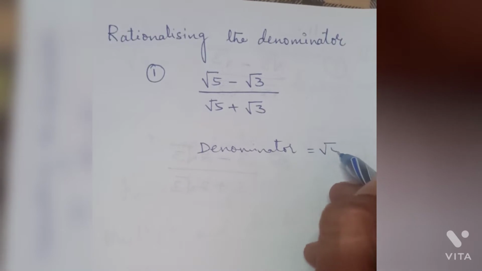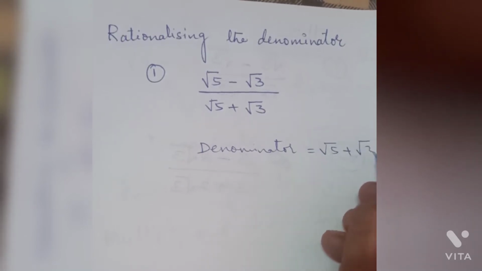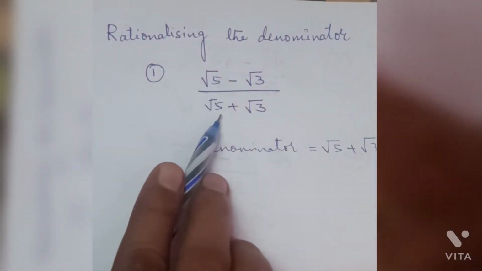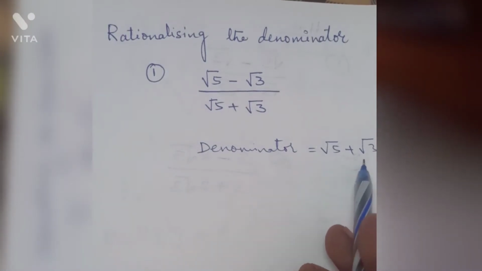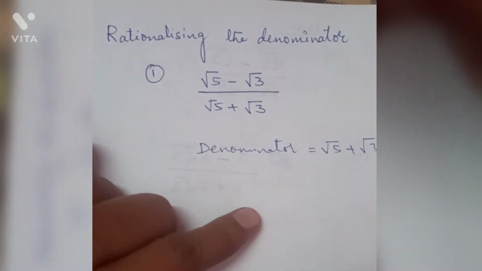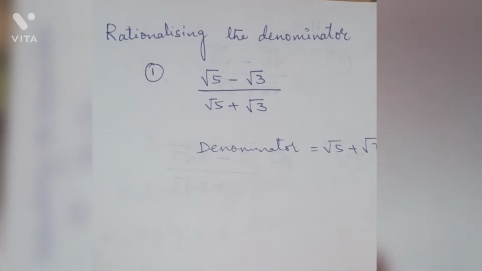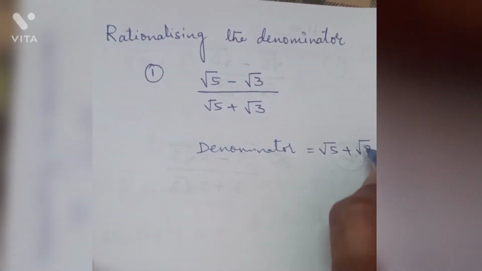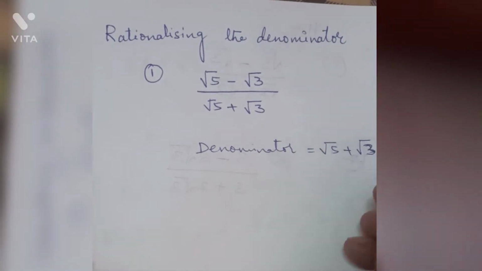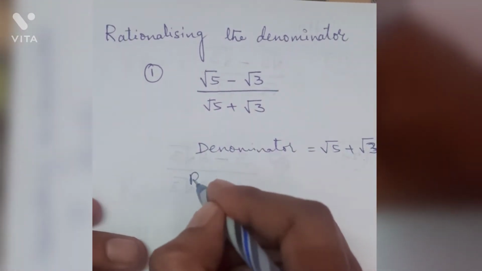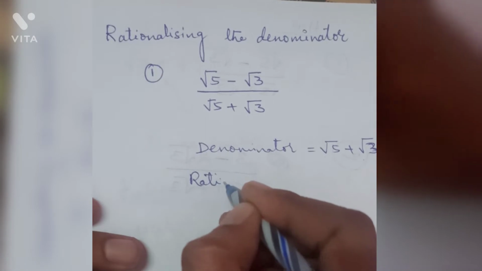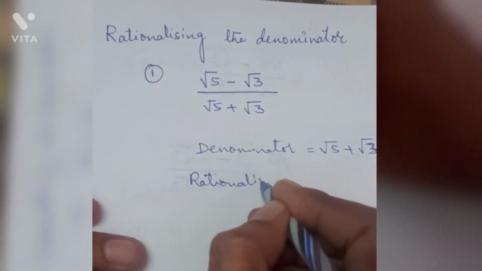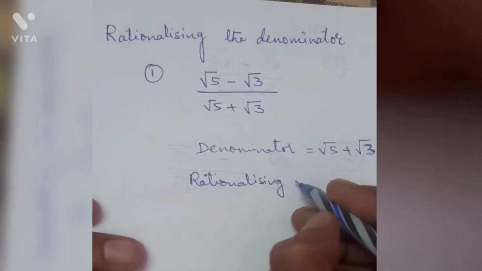Here root 5 plus root 3, which is down there, is called the denominator, and this is called the numerator. Rationalizing the denominator is nothing but removing the square roots completely from the denominator. For this we need a rationalizing factor.